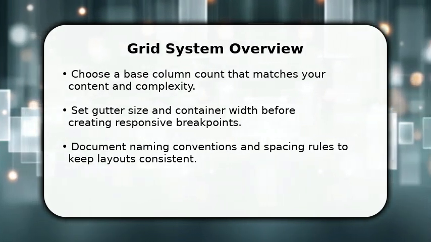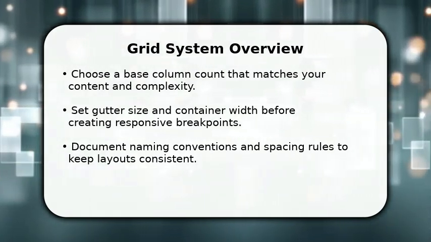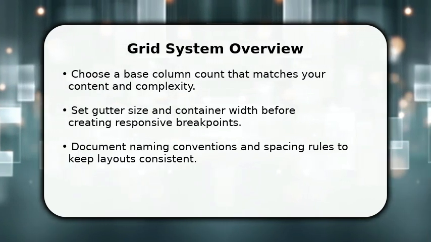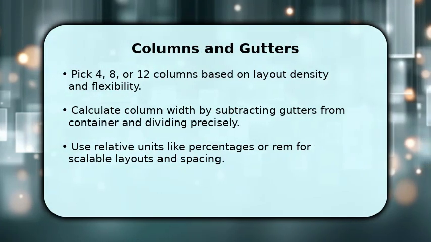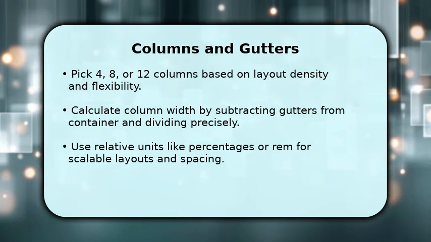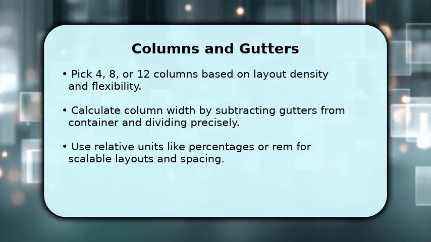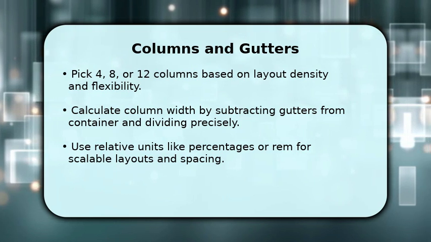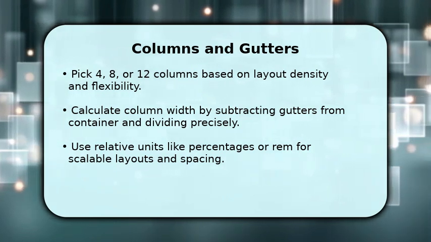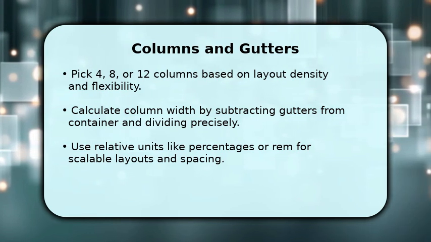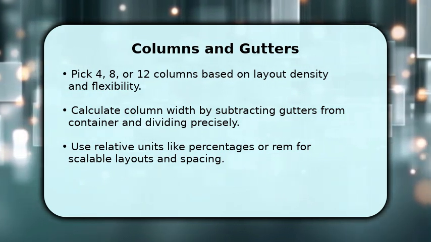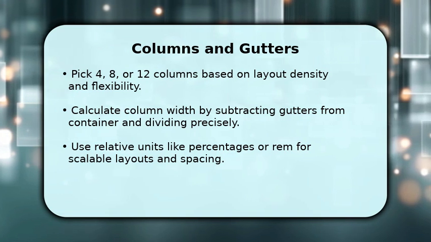Use rhythm and alignment to guide visual hierarchy and keep proportions consistent always. Choose column count based on content density and responsive needs, usually 4, 8, or 12 columns. Calculate column width by subtracting total gutter width from container, then dividing. Use relative units like percentages or rem for flexibility and consistent scaling.